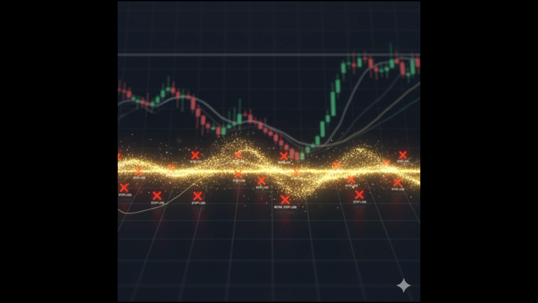Watch for price to violently break below the low of the pattern and trigger all the stops. Once those stops are triggered, once the liquidity is collected, then you enter. This changes everything.